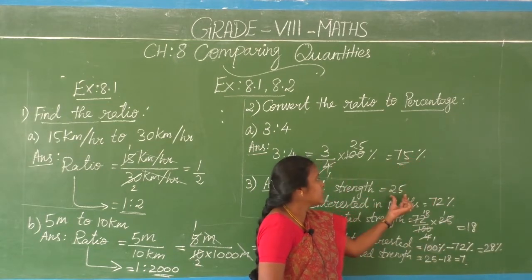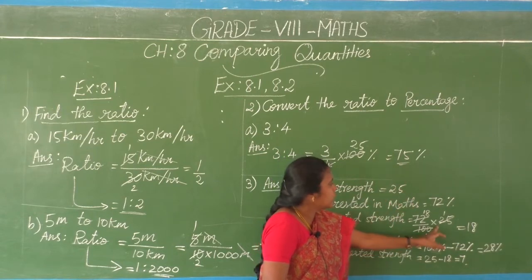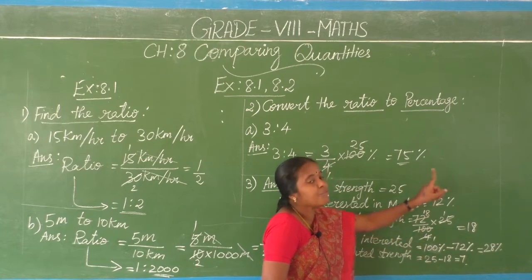Our given value here is 25. So into 25, how much will come? 72% of 25.